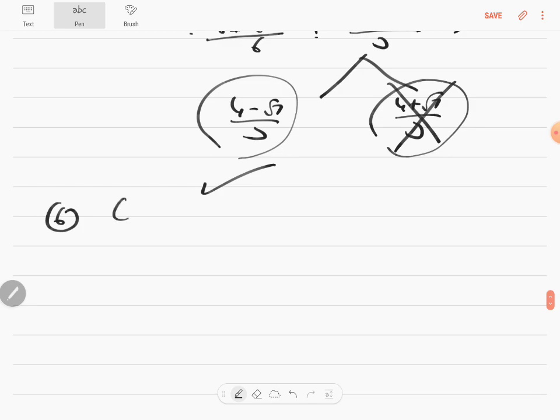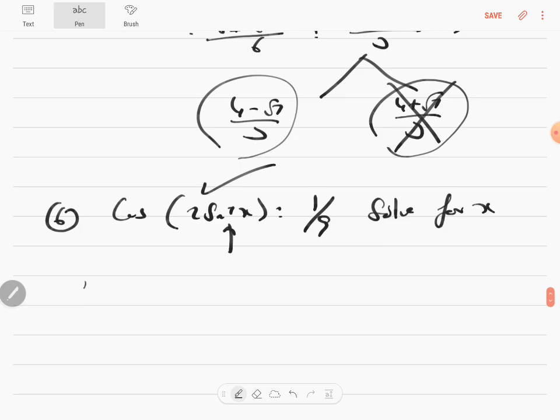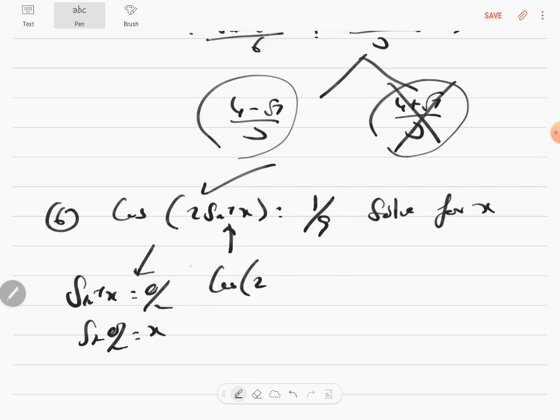So then let's do cos of 2 sine inverse of x is equal to 1 by 9. Solve for x. Okay, I don't want a 2 sine inverse. So I would assume sine inverse of x as theta by 2. Sine theta by 2 therefore will become x. So this will become cos of 2 into sine inverse of x, which is nothing but theta by 2. So you get cos theta is equal to 1 by 9.